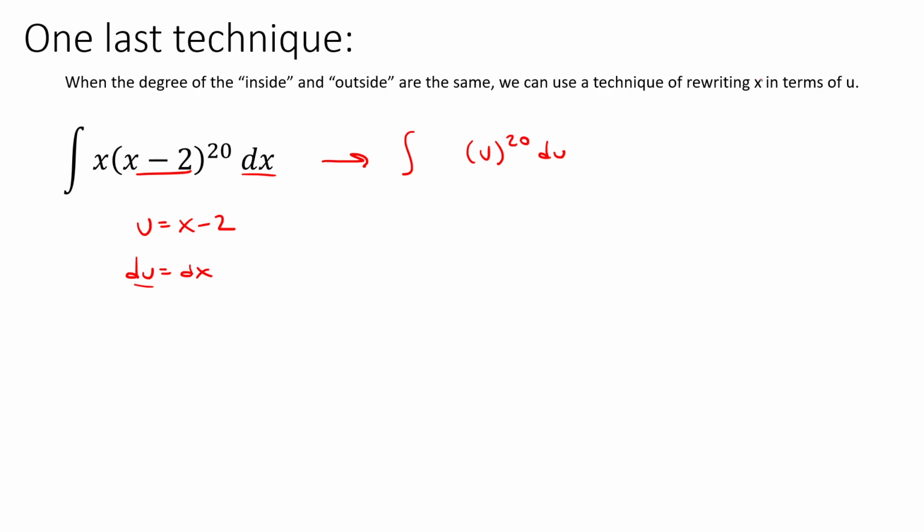Okay, so the key here is we can realize that's an equation, so I can rewrite it. Right, if u equals x minus 2, that means u plus 2 equals x by just rearranging that. And so I can make a substitution now for just x, like so.